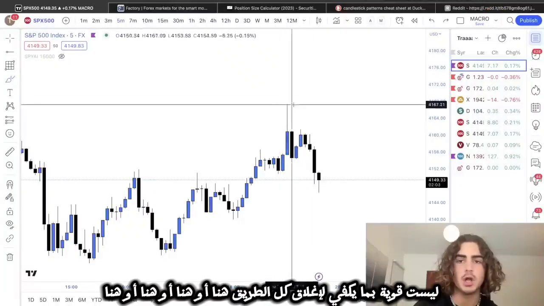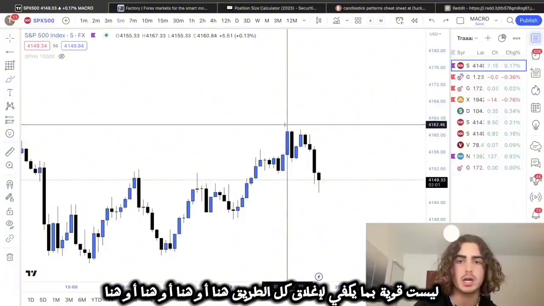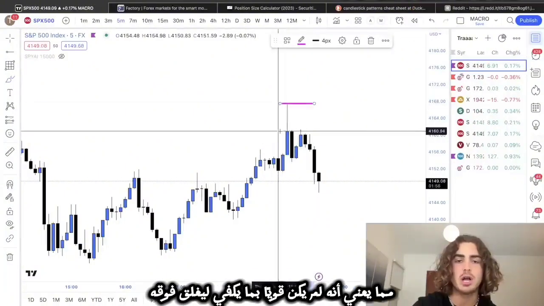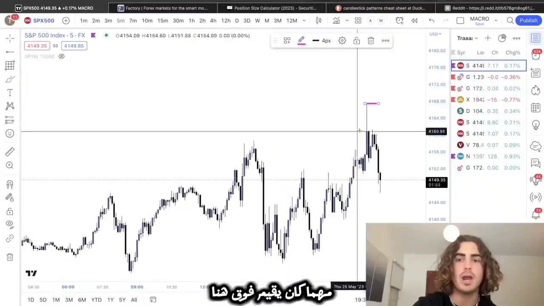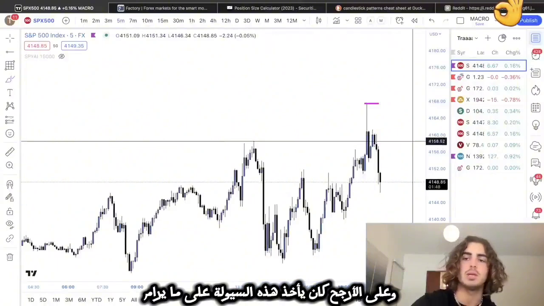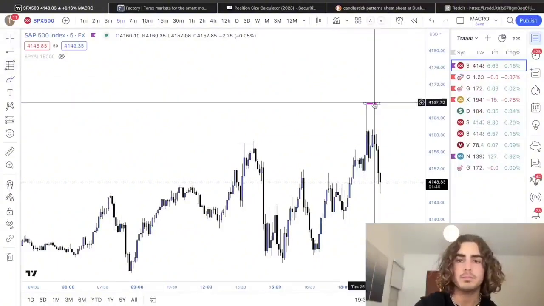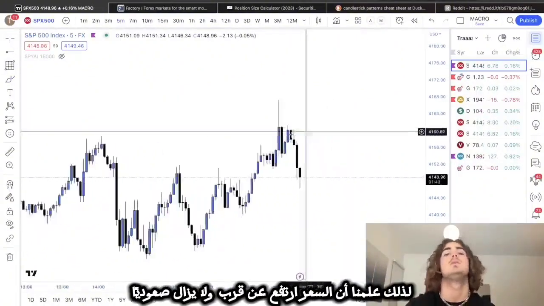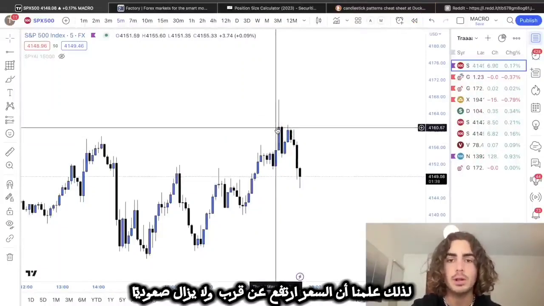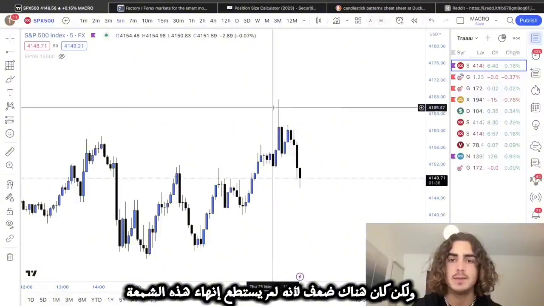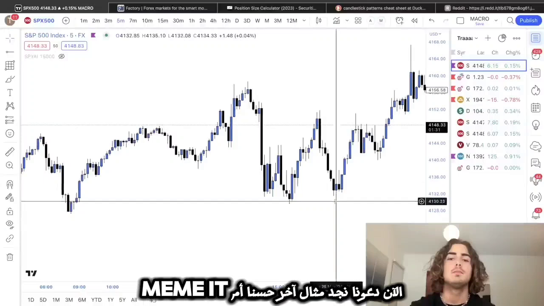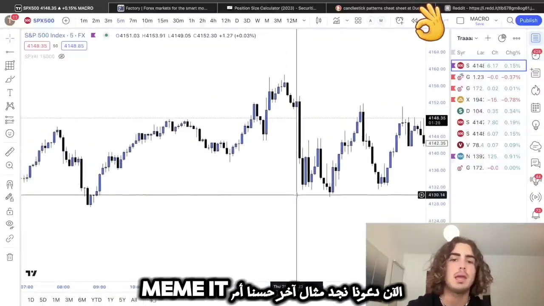Not strong enough to close all the way up here or here. We left a fat wick up here, meaning it was not strong enough to close above whatever was residing above here. And more than likely, it was taking this liquidity. So we knew that price pushed up, closed still bullish, but there was weakness because it couldn't finish out this candle. Now, let's find another example.